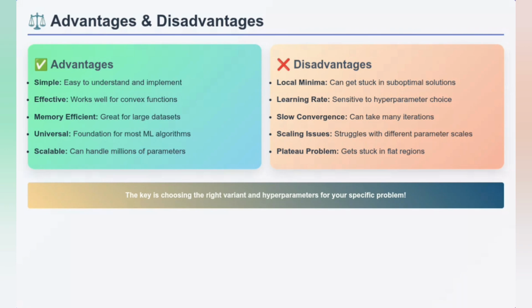Let's be honest about gradient descent. Here are the main advantages. Simple to understand and implement, works well for convex functions, memory efficient for large datasets, and foundation for most ML algorithms. But it also has some disadvantages. Can get stuck in local minima, sensitive to learning rate choice, can be slow to converge, and struggles with different parameter scales. The key is understanding these trade-offs and choosing the right variant for your problem.